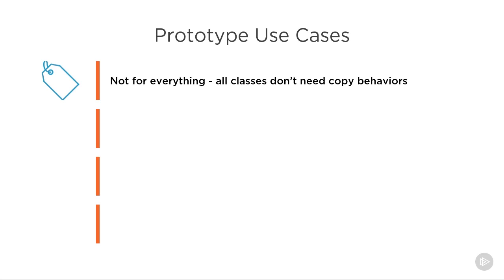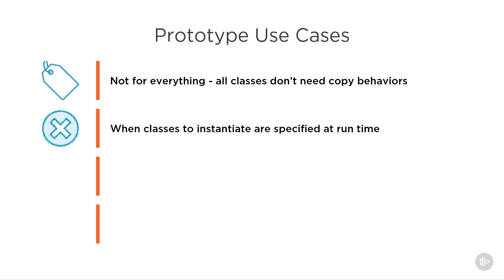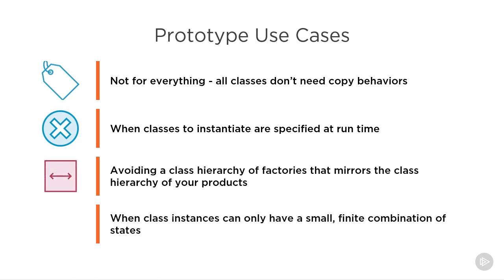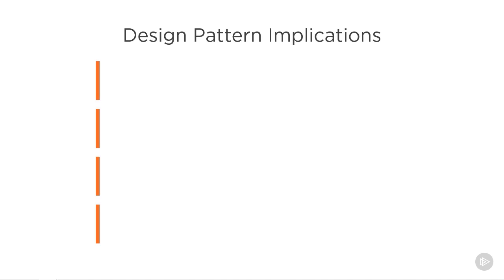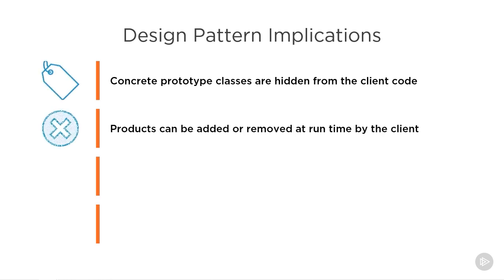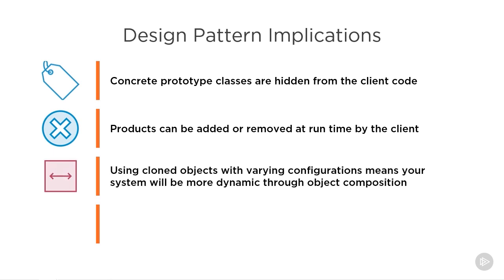Common scenarios are going to include when classes to instantiate are specified at runtime, avoiding a class hierarchy of factories that mirrors the class hierarchy of your products, and when class instances can only have a small, finite combination of state. If you are familiar with other creational patterns, specifically Builder and Abstract Factory, you've probably noticed that they share several implications with Prototype. First, concrete prototype classes are hidden from the client. Second, as we've already noted, products can be added or removed at runtime by the client.